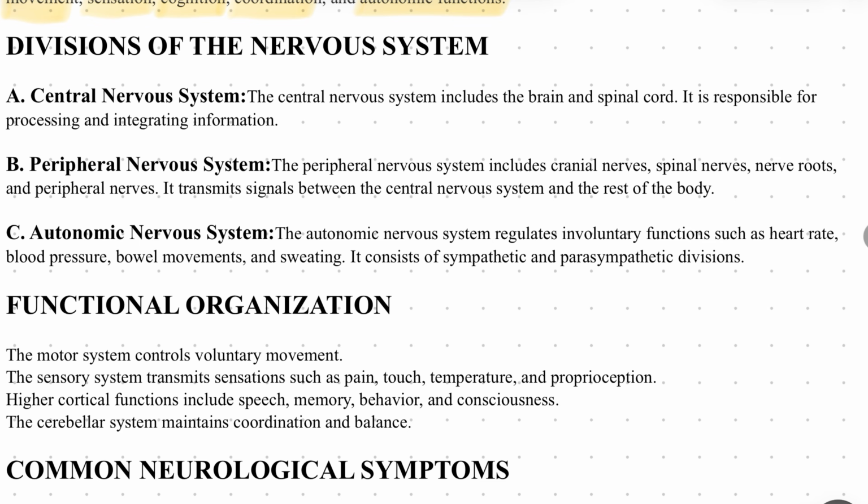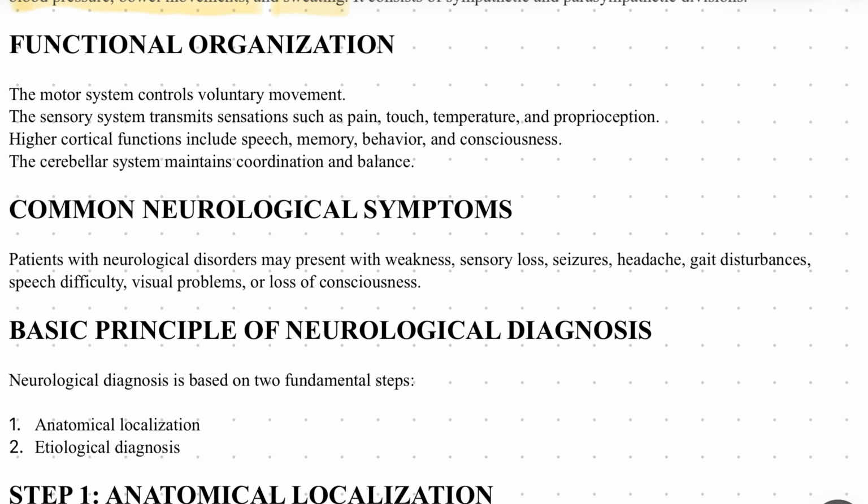Coming to the division of the nervous system, as usual, from first year we are learning it. This is the central nervous system, the peripheral nervous system, and we have the autonomic nervous system. Central involves the brain and spinal cord, and peripheral involves cranial nerves, spinal nerves, nerve roots, and peripheral nerves. In the autonomic system, we have involuntary functions such as heart rate, blood pressure, bowel movement, and sweating. If you want, you can brush up in first year or second year books. This division is very well understood in the physiology ANS chapter.